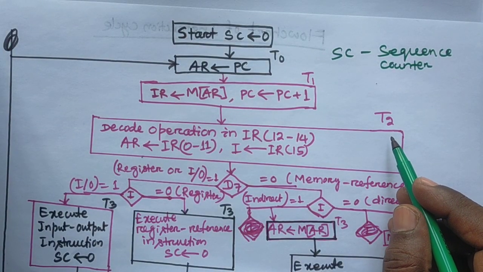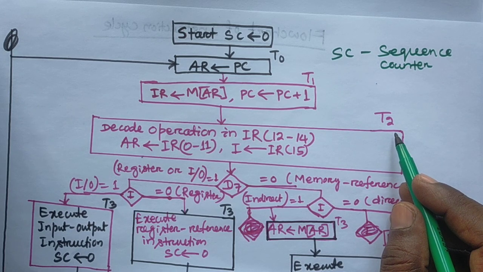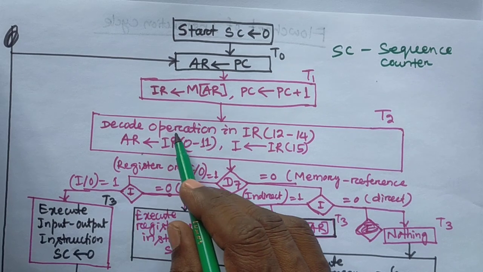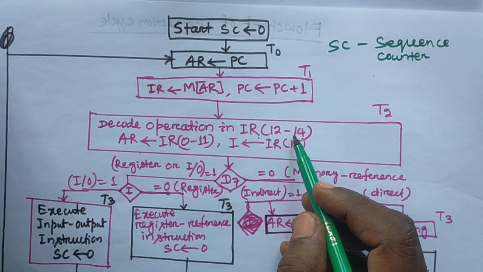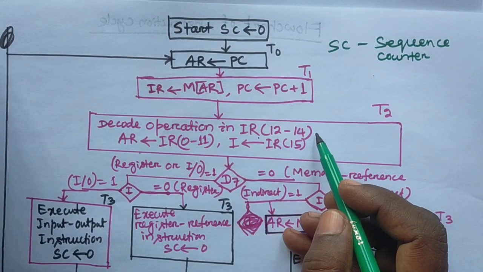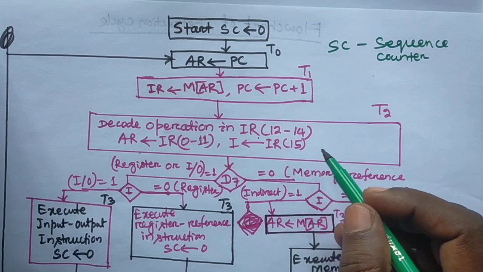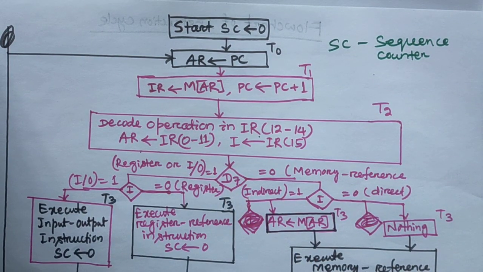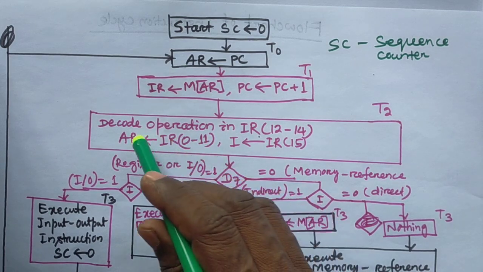Okay, this whole part is defined through T time. At T time, what happens is to decode the operation in IR, this opcode part is just decoded, and at that time the address part is transferred to AR.